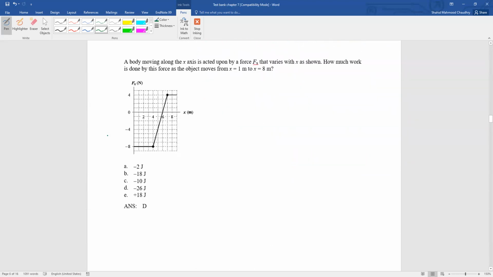Okay. After this, now you can see this graph. A body moving along the x-axis is acted upon by a force F of x that varies with x, as shown. How much work is done by this force as the object moves from x is equal to 1 to x is equal to 8? So first we have to find where x is equal to 1. This is x is equal to 1. Where is x is equal to 8? This is x equal to 8. So we have to find the area under the graph from x is equal to 1 to x is equal to 8. This is our problem.